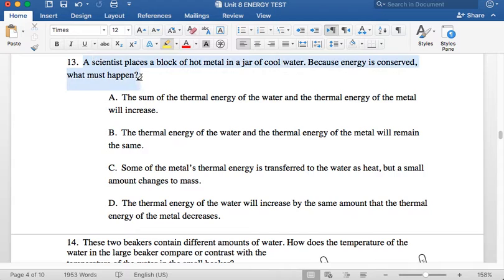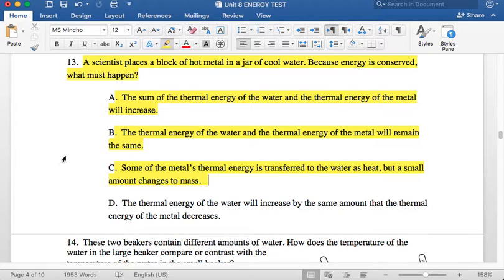Number 13. A scientist places a block of hot metal in a jar of cool water. Because energy is conserved, what must happen? A, the sum of the thermal energy of the water and the thermal energy of the metal will increase. B, the thermal energy of the water and the thermal energy of the metal will remain the same.